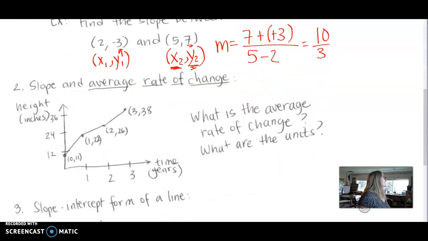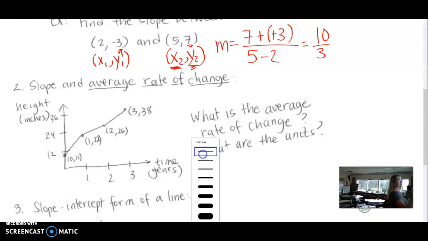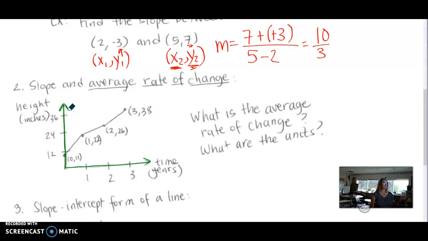The second concept in this lesson is slope and average rate of change. Average rate of change is another way to find the slope. Let's say that you have a scenario like this, where you have the time in years on the x-axis, and the height of this person, who could be a dog, could be a baby, whatever.